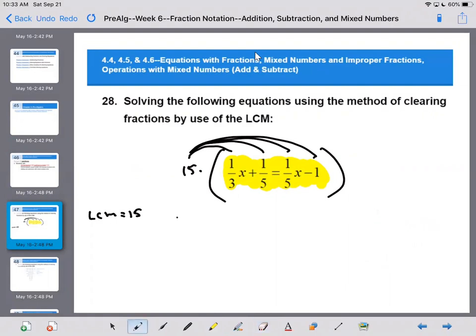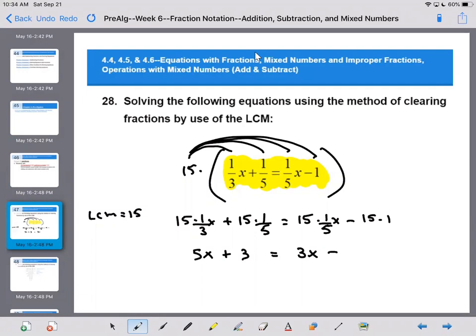So what's 15 times 1/3 x plus 15 times 1/5 is equal to 15 times 1/5 x minus 15 times 1. Well, 15 times 1/3 is 15 thirds, which is 5x. 15 times 1/5 is 15 divided by 5, or 3. You see how already we've eliminated the fractions because we're creating integers. 15 times 1/5 x would be 15 divided by 5, or 3x, and then minus 15 times 1, which is 15. This is a whole lot easier to work with now with just the integers.